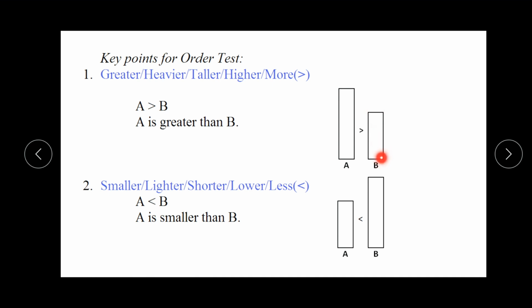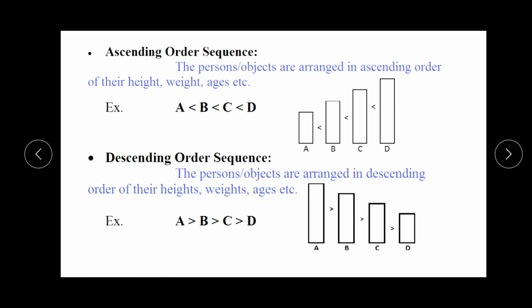A is greater than B, A is taller than B. By seeing, we can clearly tell that A is taller than B, and vice versa. Then the words smaller, lighter, shorter, lower, less. This is the meaning of the first person being lower, lighter, or shorter than the second person. This inequality is showing that on the sharp side, the person is lower, lighter, shorter, and on the wide side, the person is heavier, taller, higher, greater. In the diagram, we can see this also.